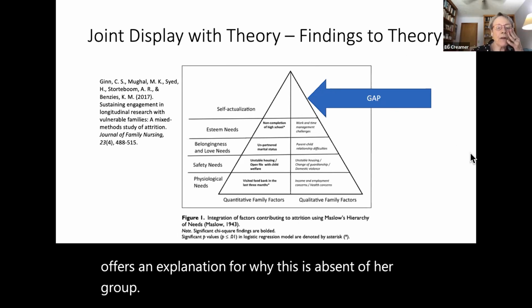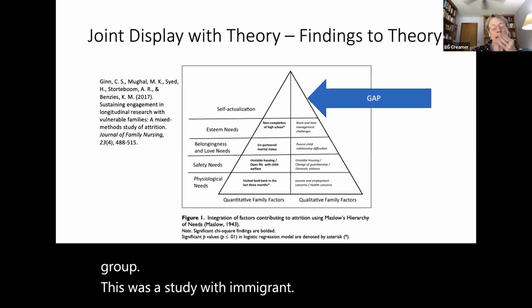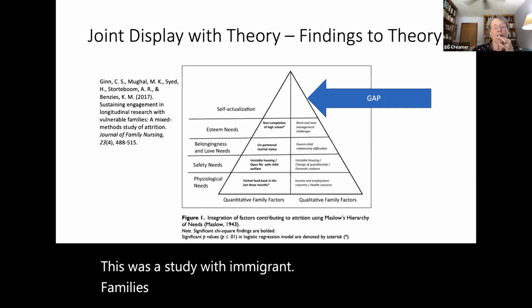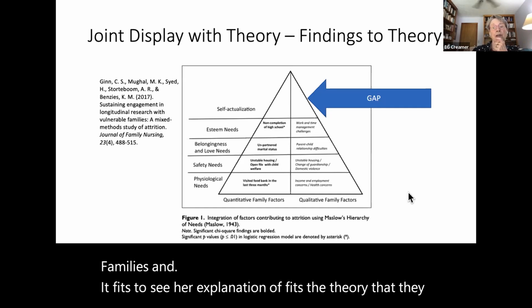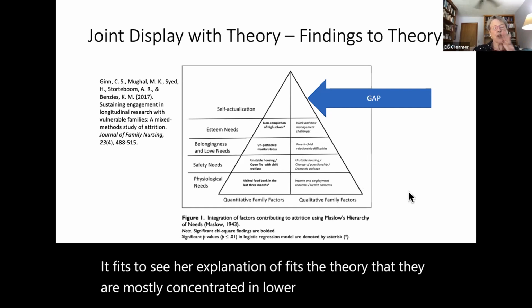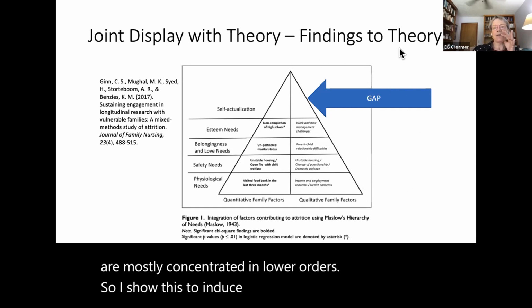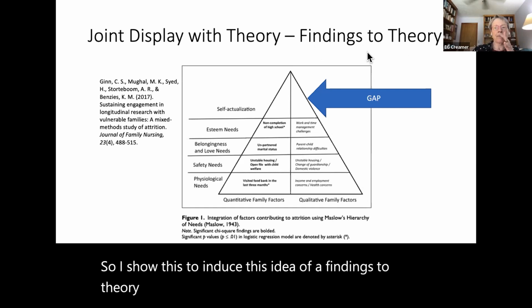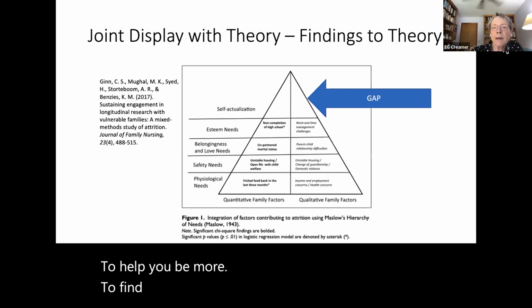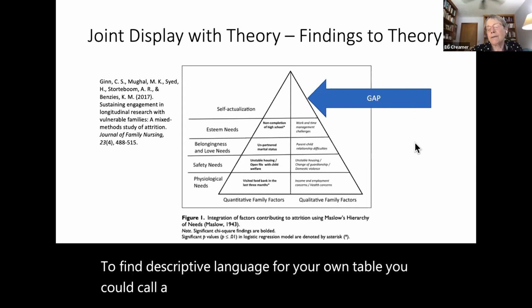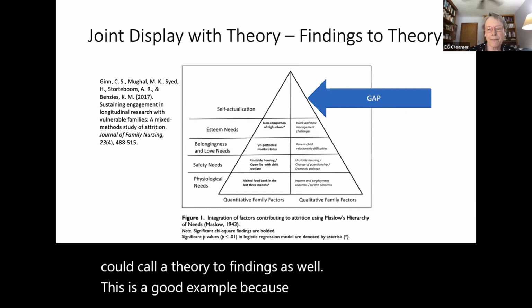This was a study with immigrant families, and her explanation fits the theory that they are mostly concentrated in lower orders. So I show you this to introduce this idea of a findings to theory joint display. So part of my goal was to help you find descriptive language for your own table. You could call it theory to findings as well. This is a good example because it's so simple.